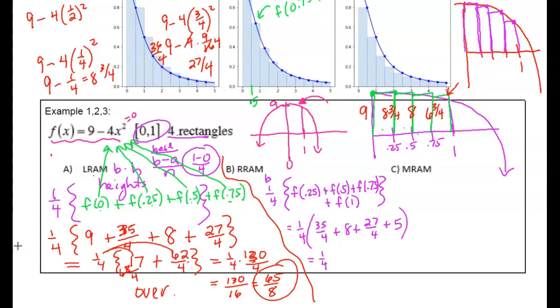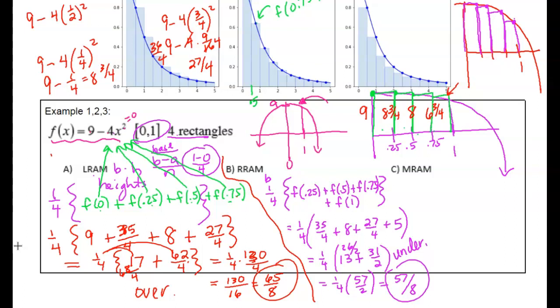So 1/4, 13 plus 62/4, which is 31/2. I'll get a little bit smarter. So 26/2, so 1/4 times 57/2, it looks like, which is 57/8. Now, those rectangles, because they're inscribed, that's going to be an underestimate. Probably not by much, though. And notice, my over is 65, and my underestimate's 57/8. Those are pretty close to each other, okay?